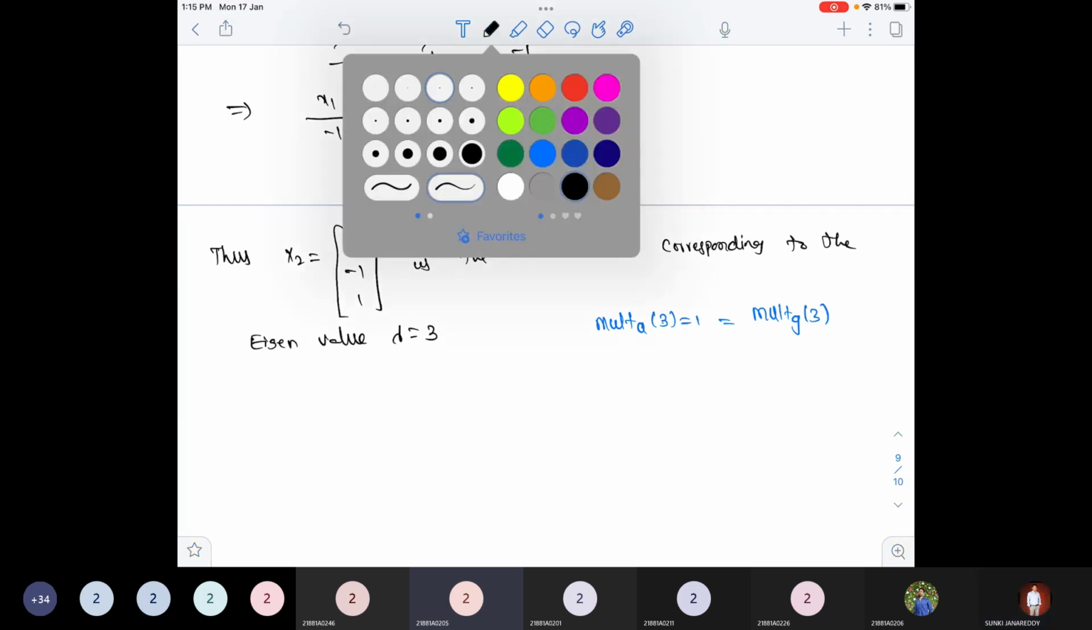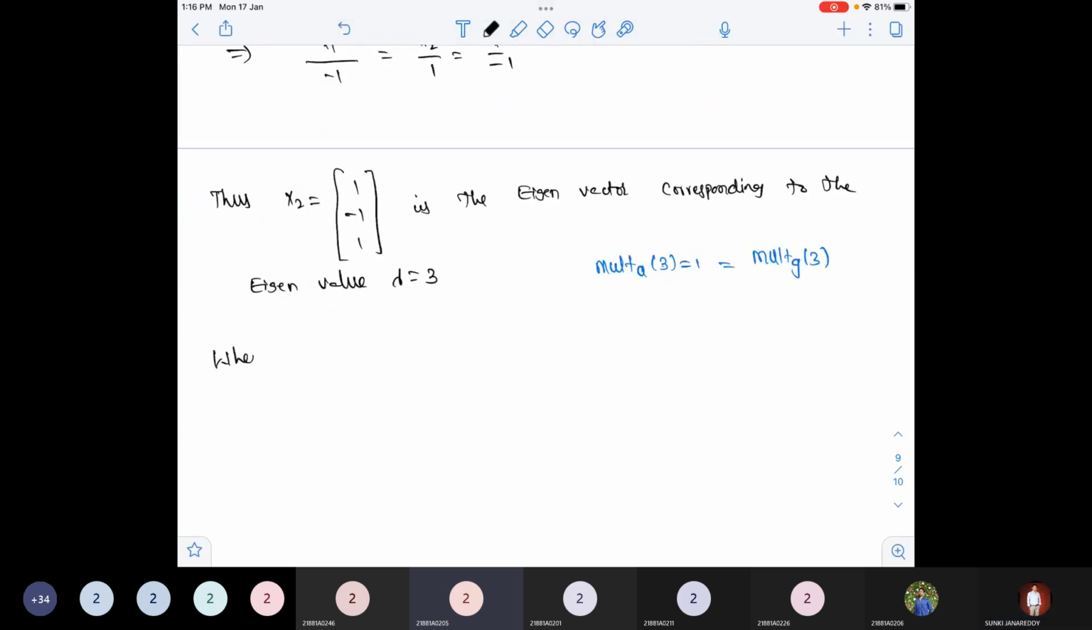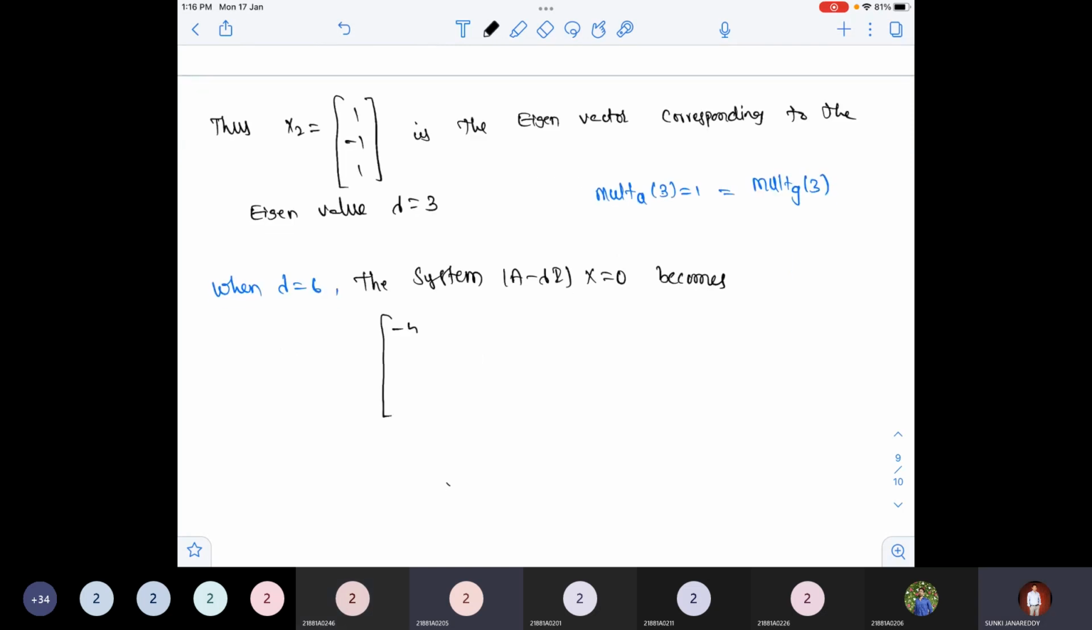Here when lambda is equal to what? 6. When lambda is equal to 6, the system A minus lambda I into x equal to 0 becomes, tell me, minus 5, 1, minus 5. I am telling very slowly, understand. Okay, minus 5, 3, minus 1, minus 5, 1, 3, next 1, minus 1, 1.